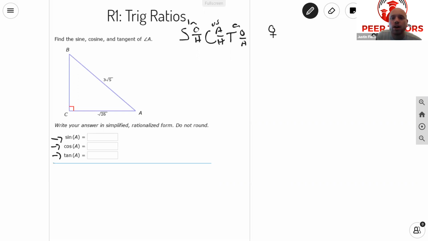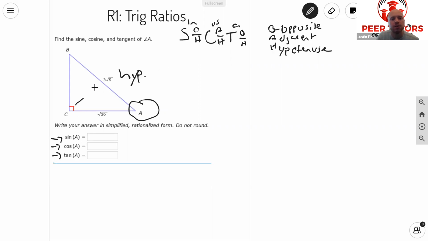And the O, A, and H, those stand for opposite, adjacent, and hypotenuse. So those are the different sides in the right triangle. You can see right here in this problem, we're talking about A. So we're going to circle the angle that is inside parentheses. That's important because then you have to label the sides. So you should know that this is the hypotenuse because it's across from the right angle.